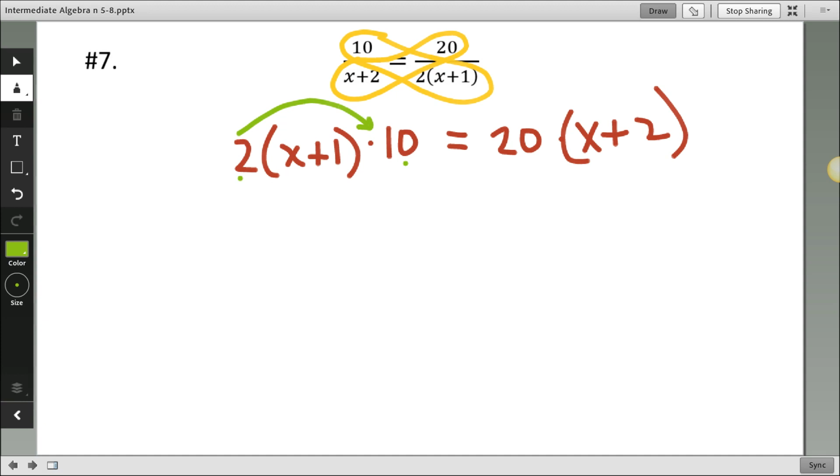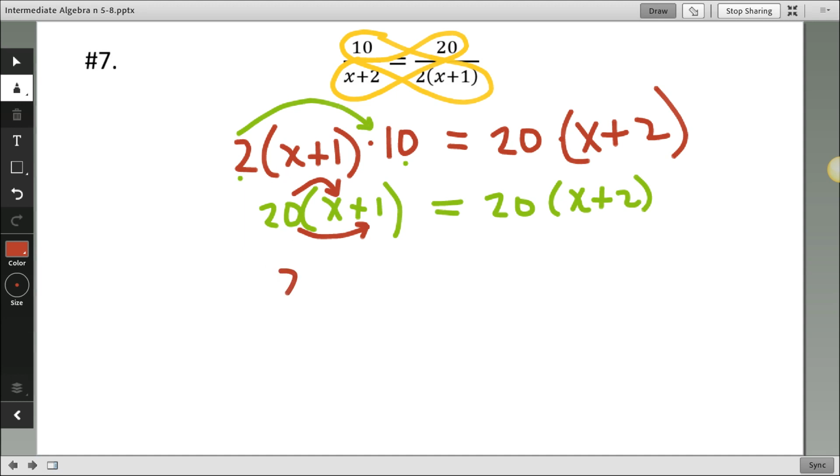2 times 10 is 20. So I've got 20 times (x plus 1) equals 20 times (x plus 2). Now, I could show you a step here, but that might not work out every time. So I'm going to follow my rules. I'm going to distribute.